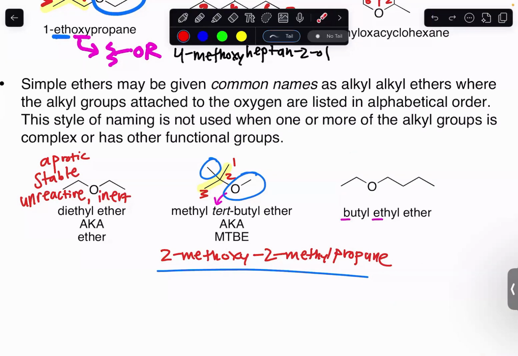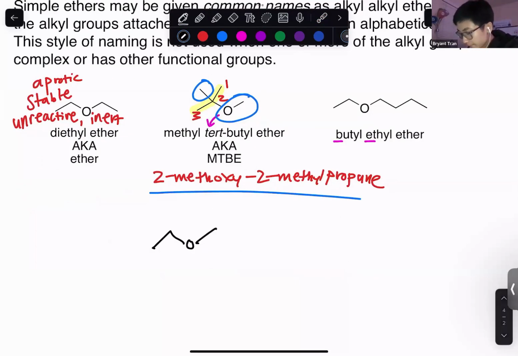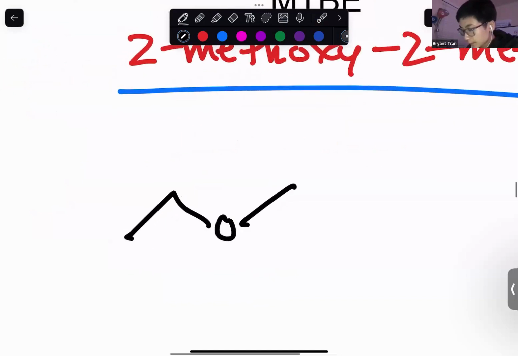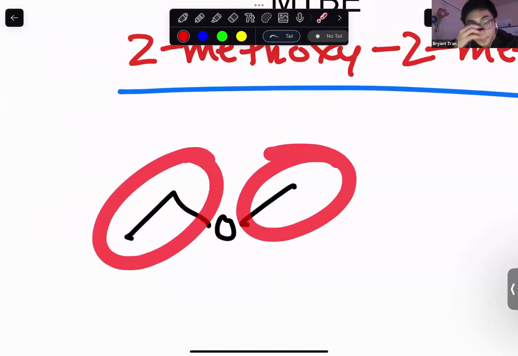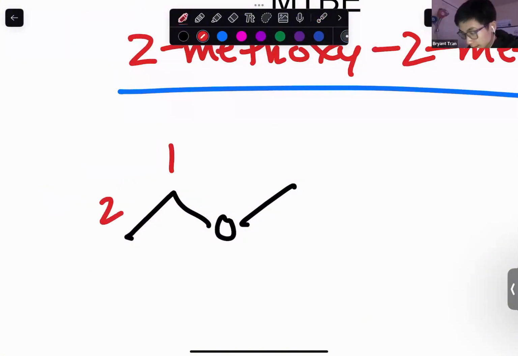Also, just to clarify, if that methyl group on the far left-hand side was an ethyl, would it have priority over the methoxy? So it would be 2-ethyl, 2-methoxy? If it was something like this, like an ethyl group here and a methyl group right there, then the longest chain would be this 2 carbon chain.